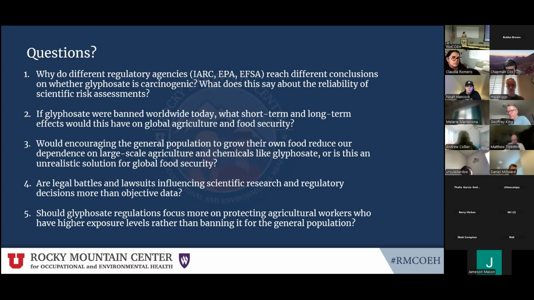Next, are legal battles and lawsuits influencing scientific research and regulatory decisions more than objective data? Kind of similar to question 1. Where's the money? I kind of go back to what was said earlier. I think what influences more than legal battles and lawsuits are lobbying efforts. The common thing in corporate America is that you settle those lawsuits, right? So like you brought up the lobbying efforts very early, and I think that has more of an influence than a legal battle or a lawsuit.